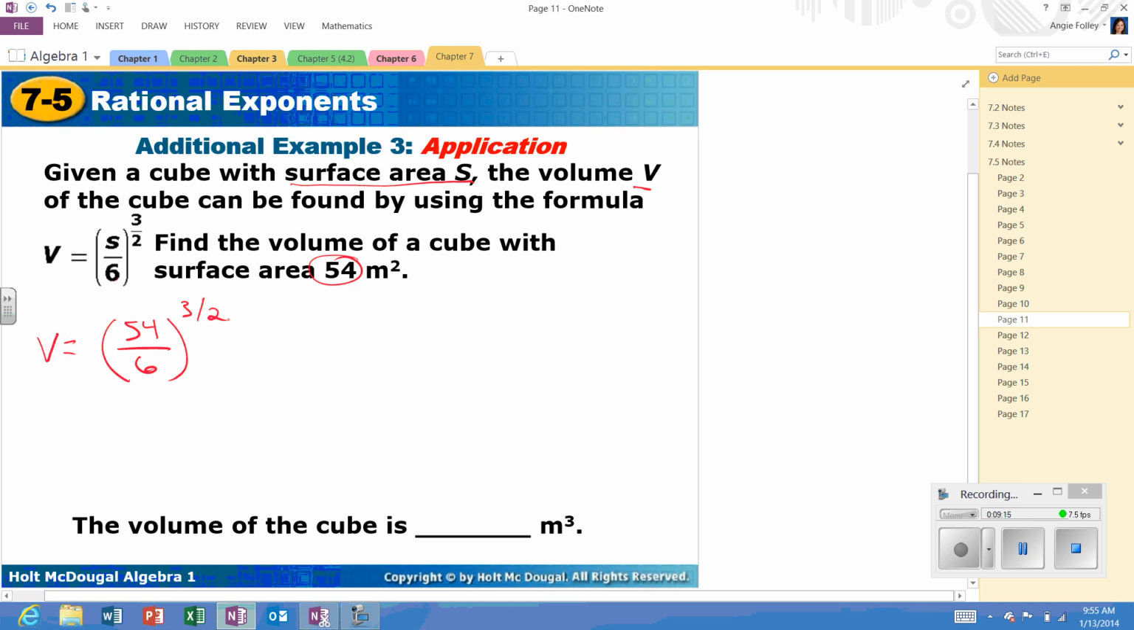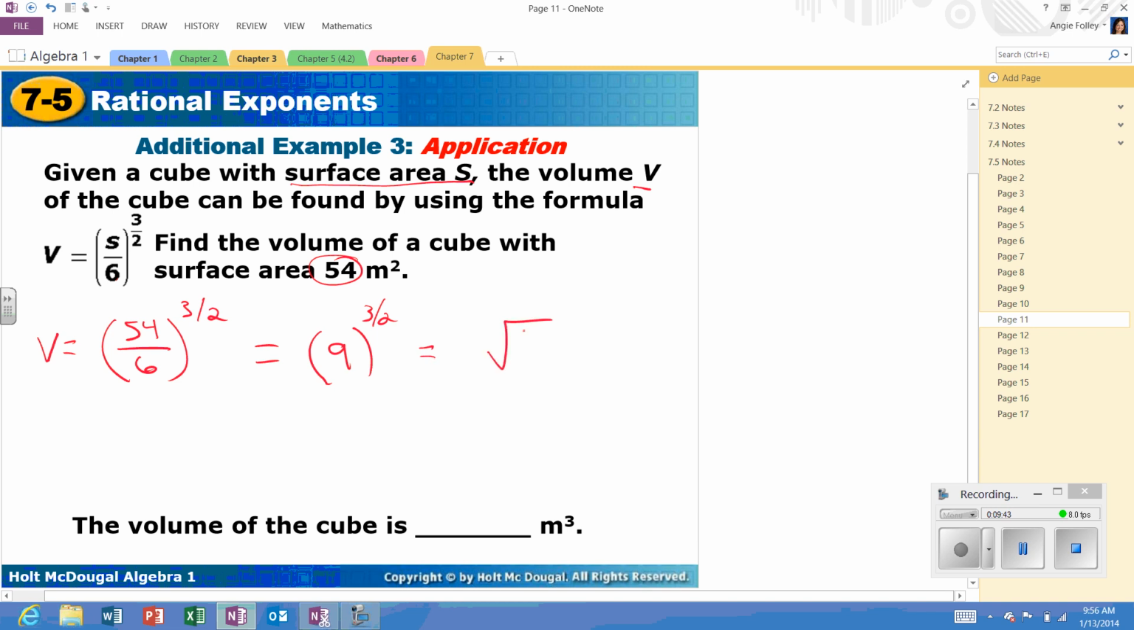Okay? Let's rewrite this how we do with our fractional exponents. Actually, let's take care of this first. If you can simplify what's in the parentheses, do that first. 54 divided by 6 is 9. So if you can do that first, that would be a lot easier for you. So 9 to the 3/2 power.